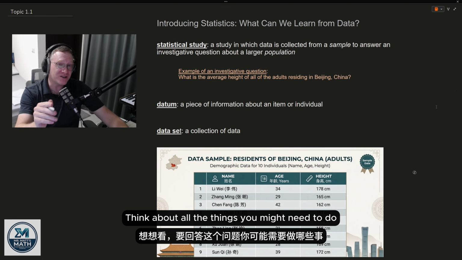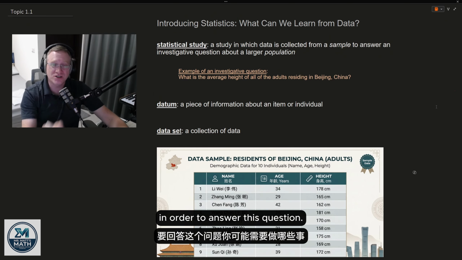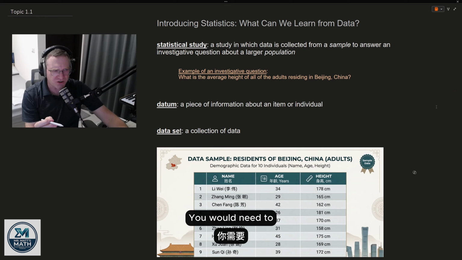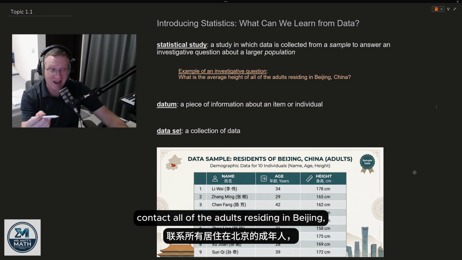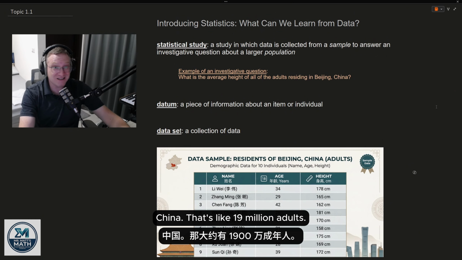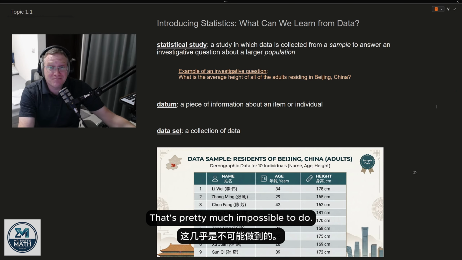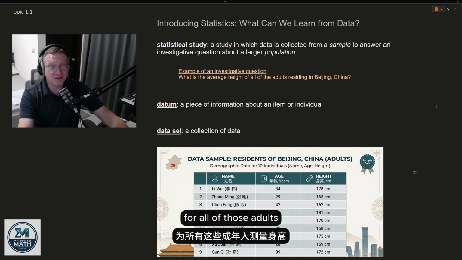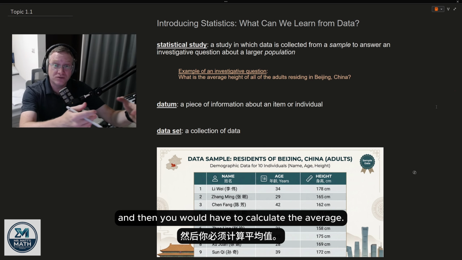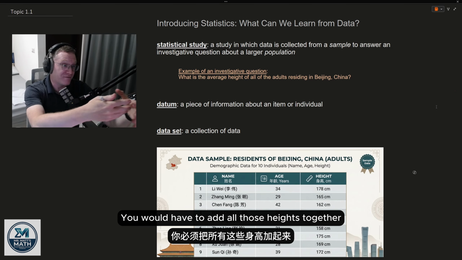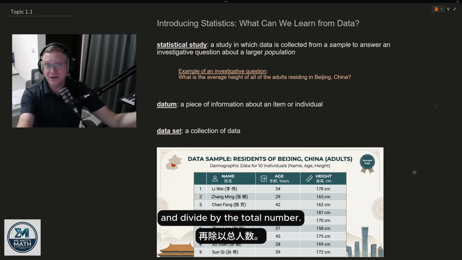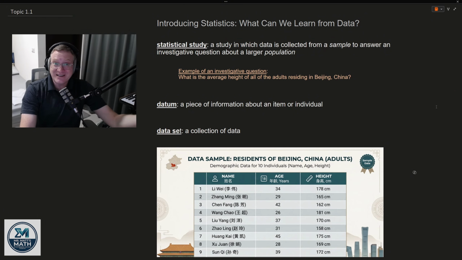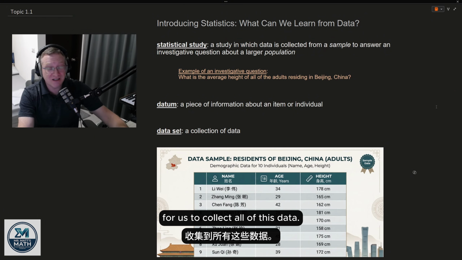Think about all the things you might need to do in order to answer this question. You would need to contact all of the adults residing in Beijing, China. That's like 19 million adults. That's pretty much impossible to do. You would have to measure the heights for all of those adults, and then you would have to calculate the average. You would have to add all those heights together and divide by the total number. It's just impossible for us to collect all of this data.